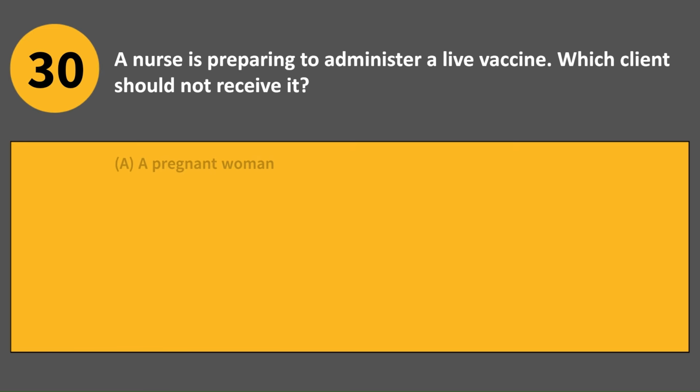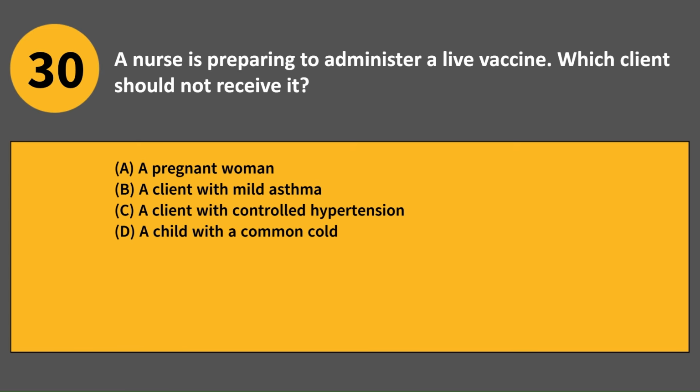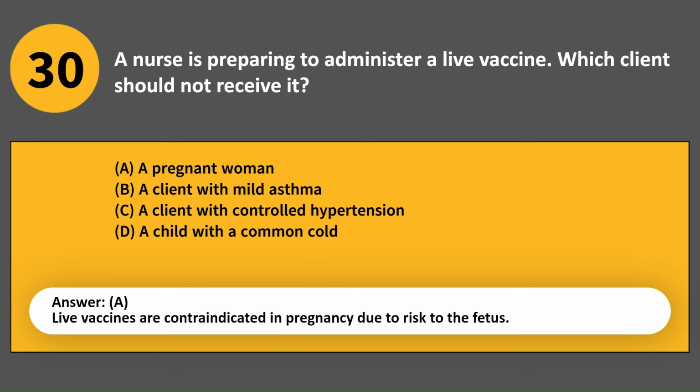A nurse is preparing to administer a live vaccine. Which client should not receive it? A. A pregnant woman. B. A client with mild asthma. C. A client with controlled hypertension. D. A child with a common cold. Answer A. Live vaccines are contraindicated in pregnancy due to risk to the fetus.